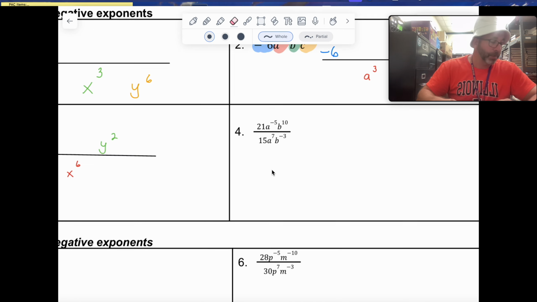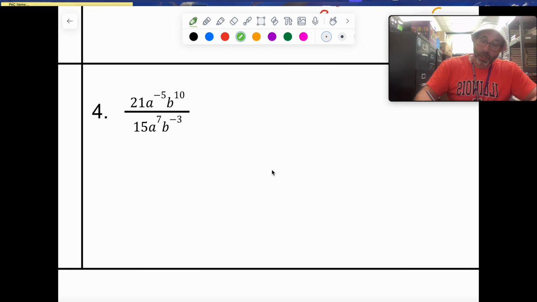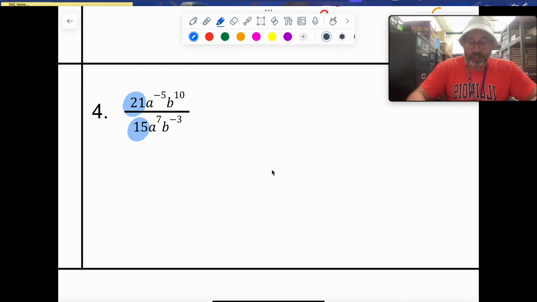All right. Number 4. Let's highlight each section here. So we've got a 21. I'm going to highlight the 15 because those are the same thing. They don't have exponents, they don't have variables, they're just the coefficients, okay?